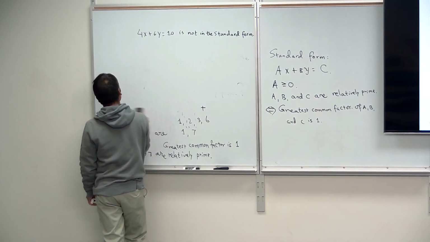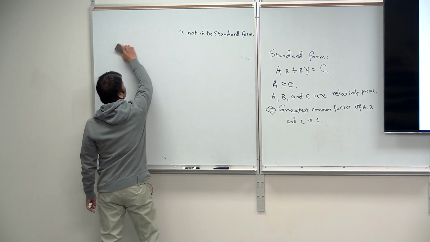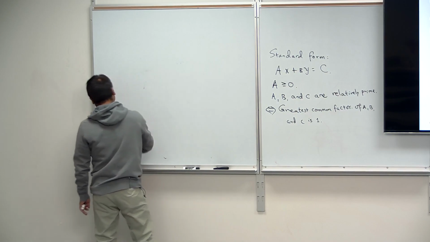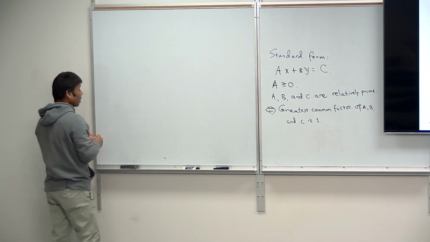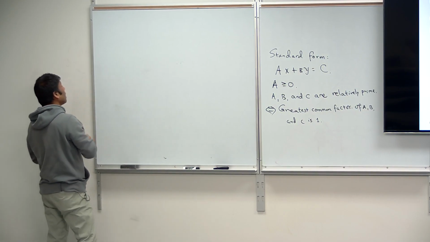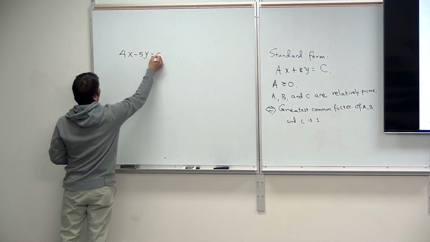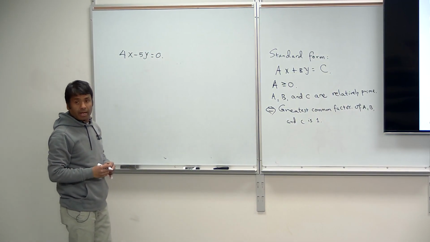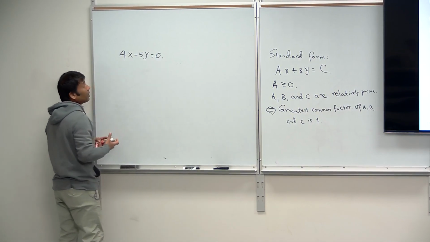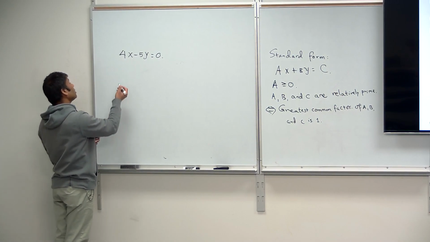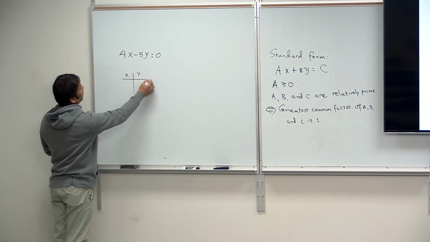What do you think? What will be the domain and range, guys? Look here. So we have 4x minus 5y equal to what? 0, right? So remember, if you graph it, you can easily figure it out. So let's do the graphing method first. Let's make a table for x and y values, okay?